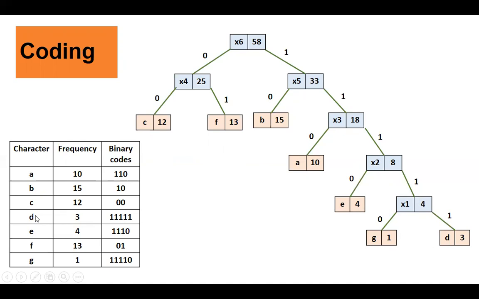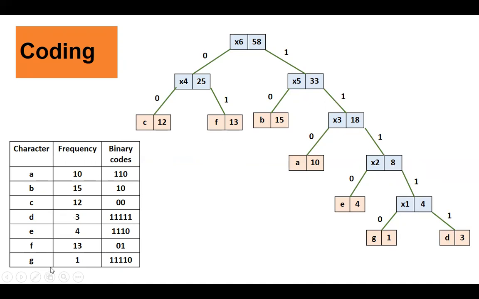Now similarly, what is the code for D? How do you reach D? 1, 1, 1, 1 and 1. So 5 times 1 is the code for D. Right? 5 times 1 is the code for D. Its frequency is 3, right?